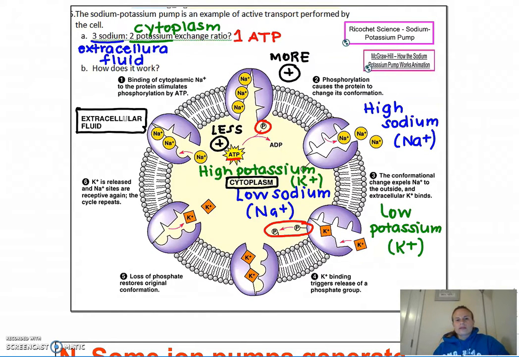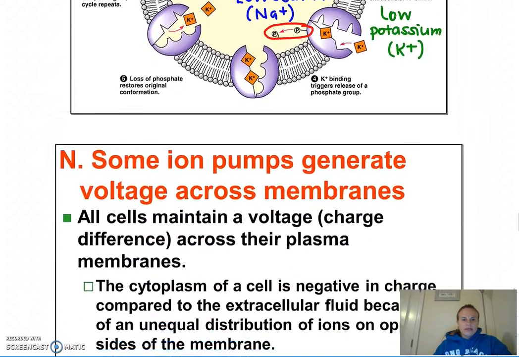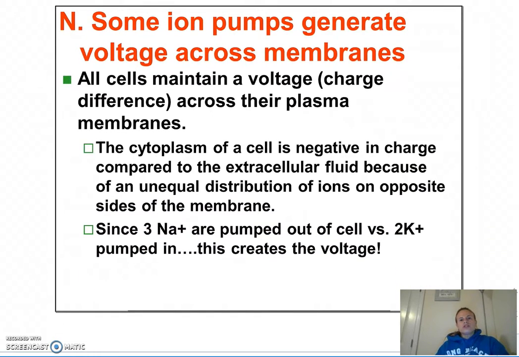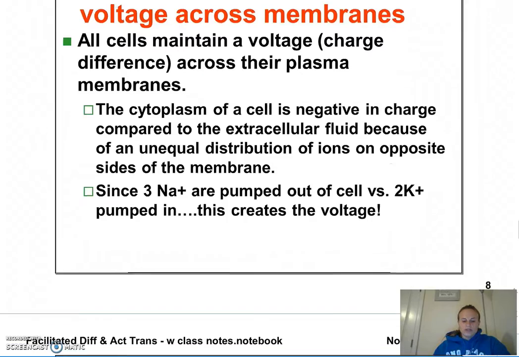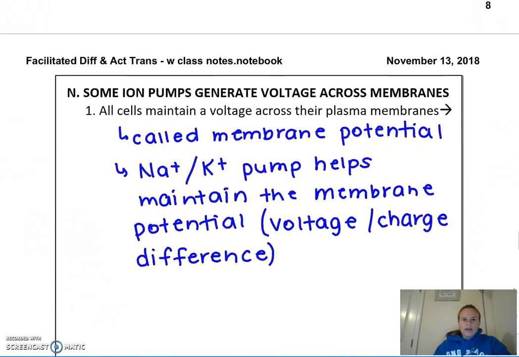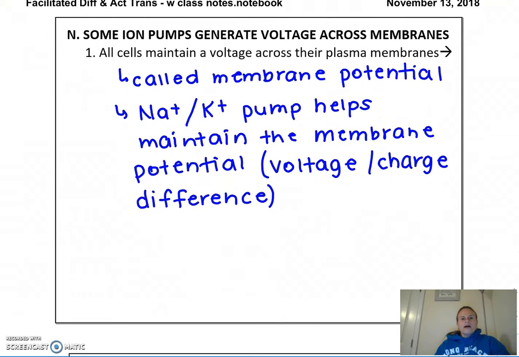Last video we discussed the sodium-potassium pump, which is a form of active transport. Now I'd like to explore ion pumps. Ion pumps generate voltage across membranes. All cells need to maintain a voltage difference, also known as a charge difference. So this is what I mean.